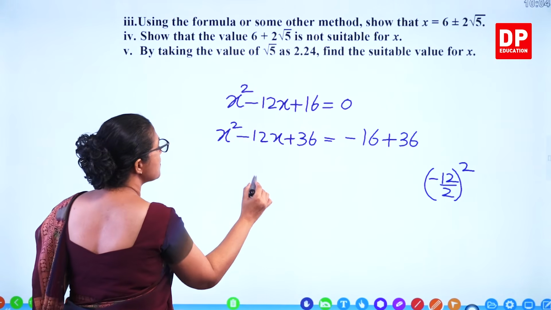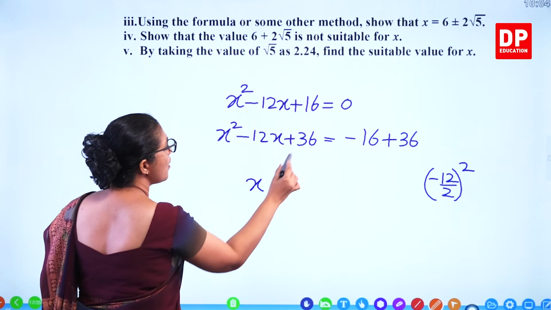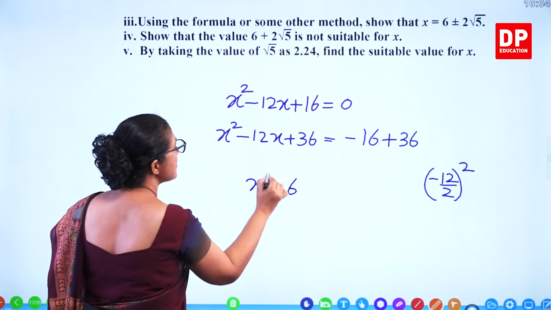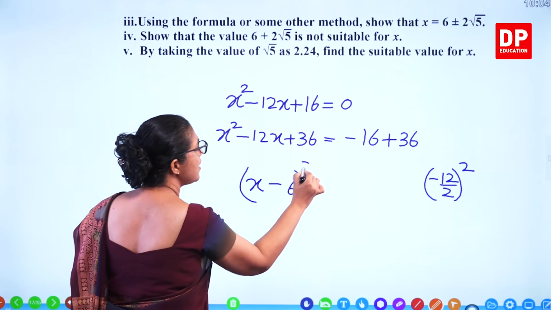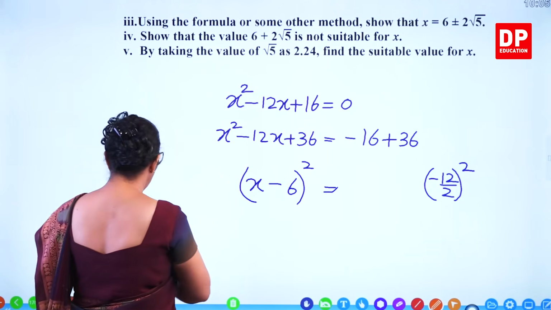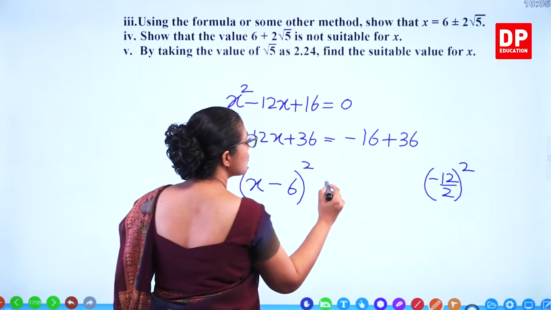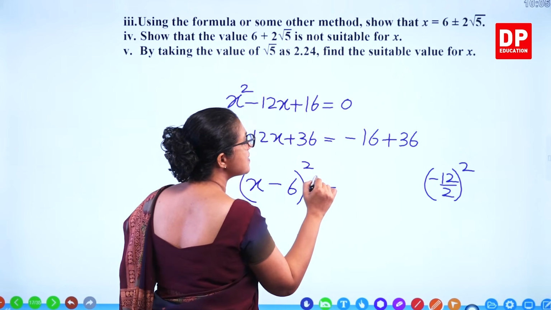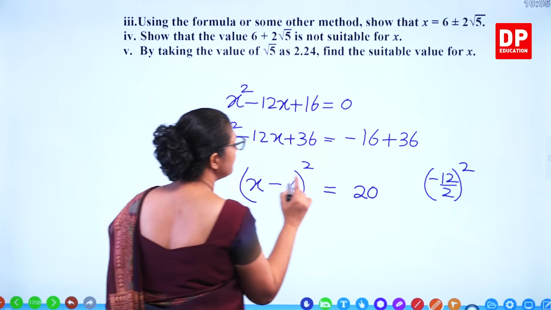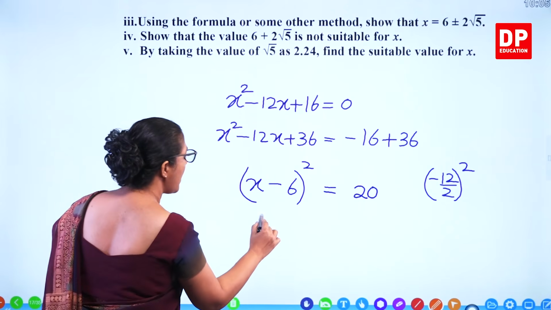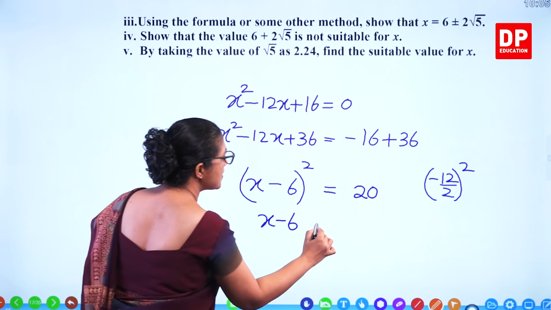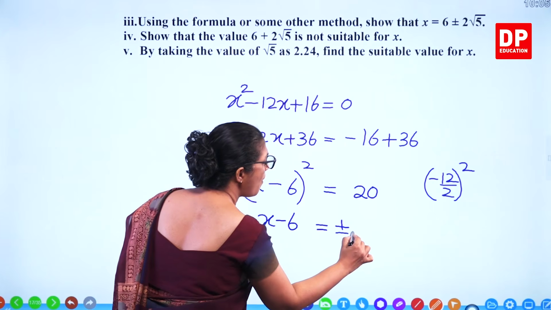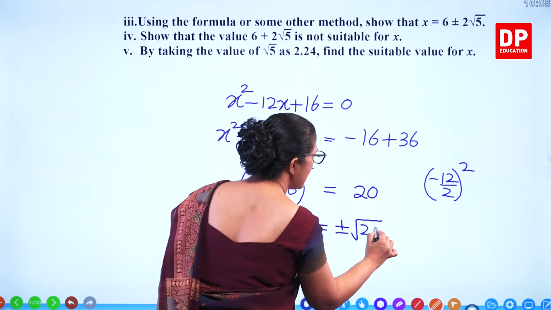So, this becomes x squared minus 12x plus 36, which is x minus 6 whole thing squared, is equal to 36 minus 16, which is 20. Take square root both sides. x minus 6 is plus or minus square root 20.